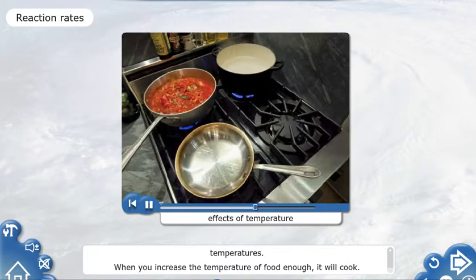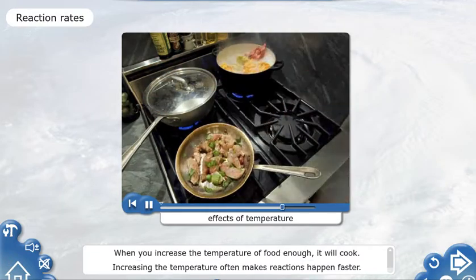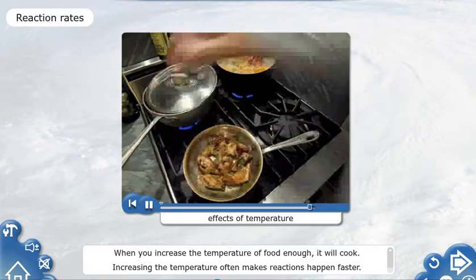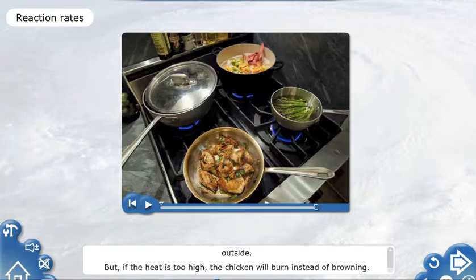When you increase the temperature of food enough, it will cook. Increasing the temperature often makes reactions happen faster. For example, when you use hotter temperatures to cook food, it will cook faster. Adding thermal energy to chicken causes it to cook and turn brown on the outside. But if the heat is too high, the chicken will burn instead of browning.